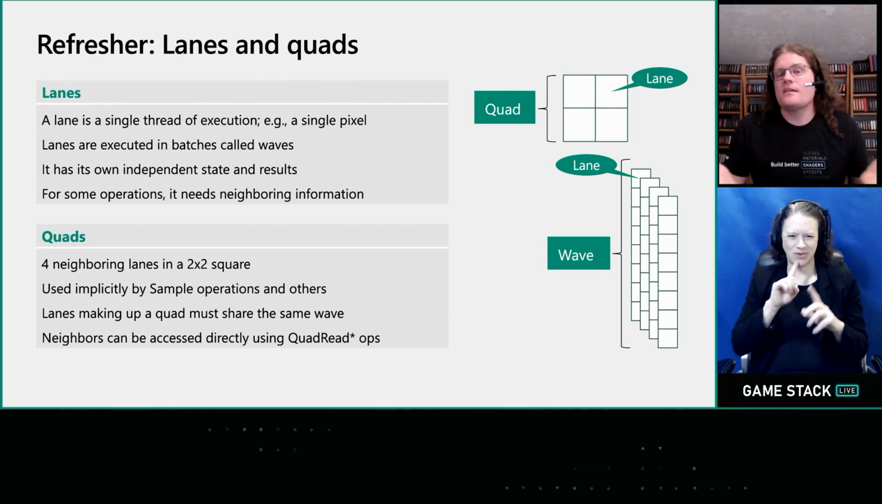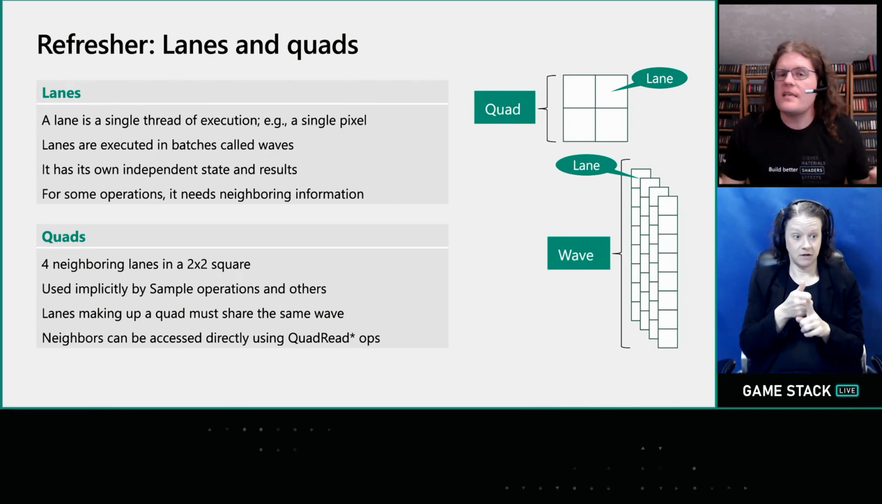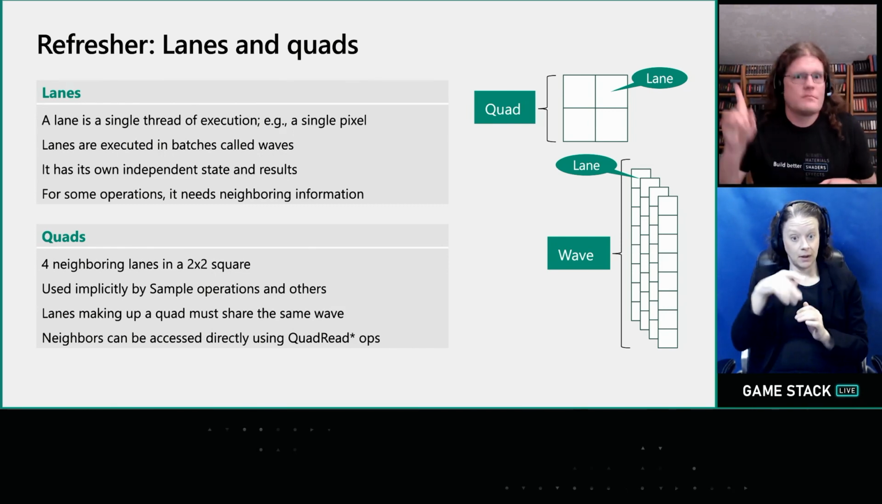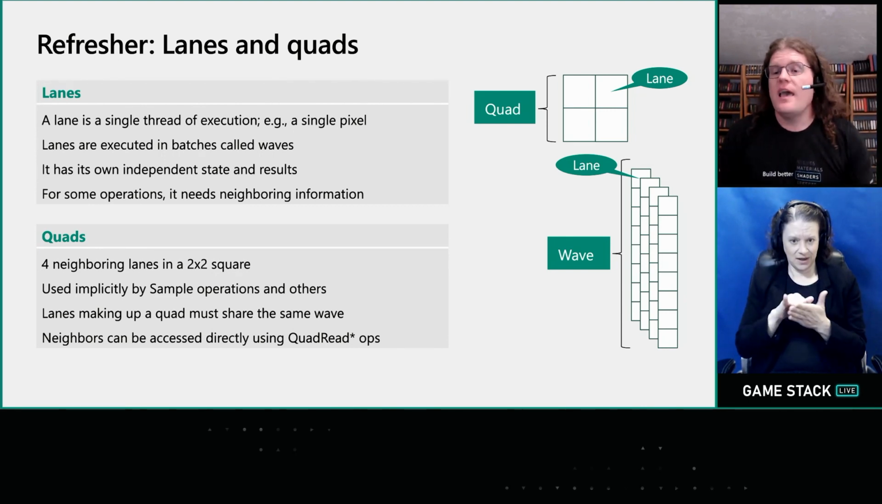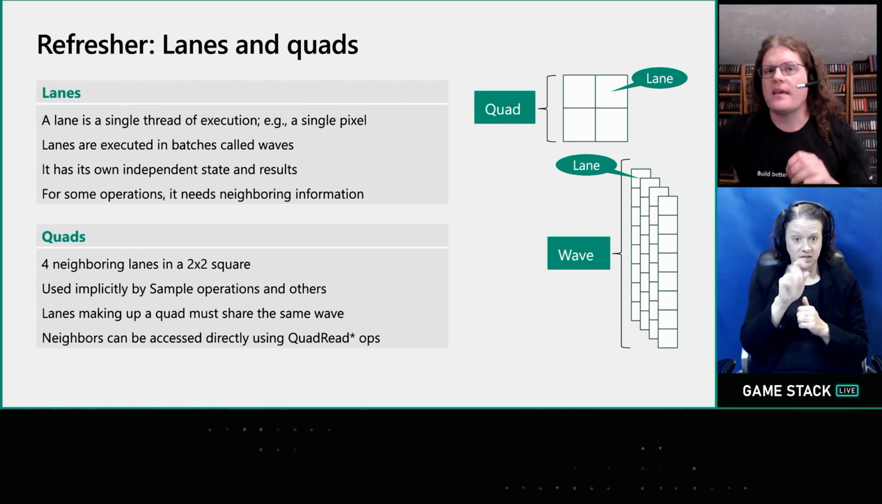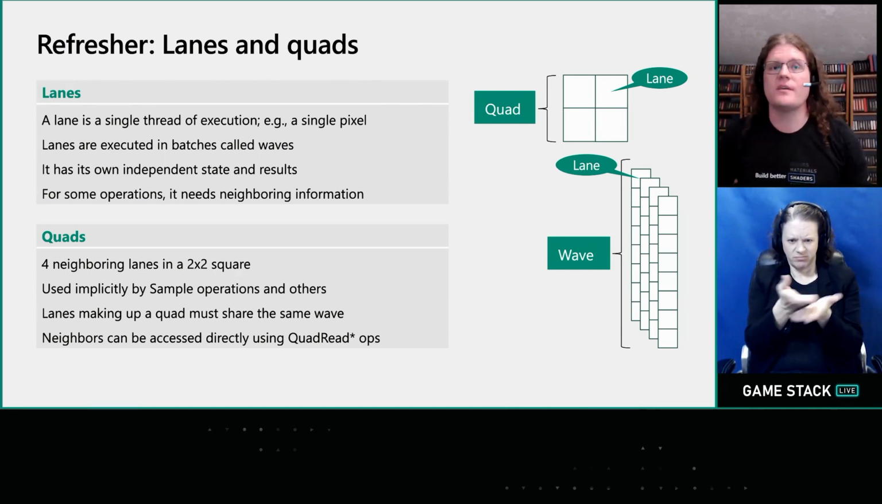So a lane is a single thread of execution with its own state and its own outputs. The best example, the simplest example, is a pixel. A pixel is a single point on the screen right there. Everybody knows what it is. Everybody knows what the output is. And you can imagine that every single pixel is chugging along, calculating everything, doesn't really care about what the other pixels are doing. It's got its data and it's going and doing its thing.